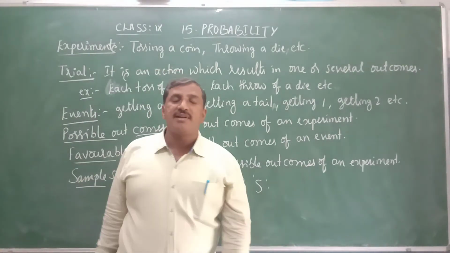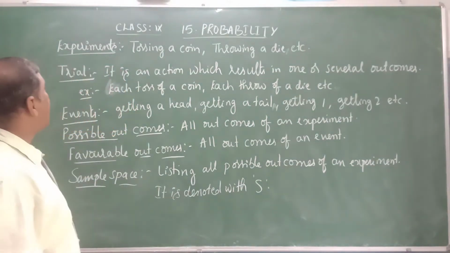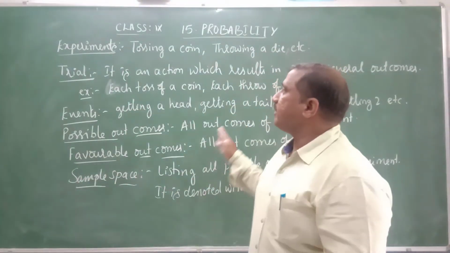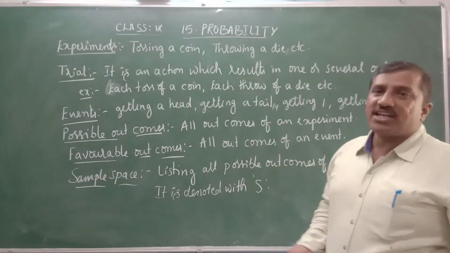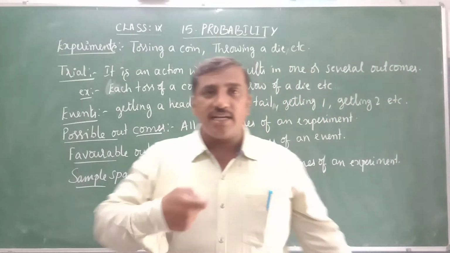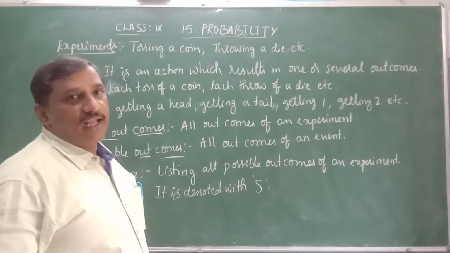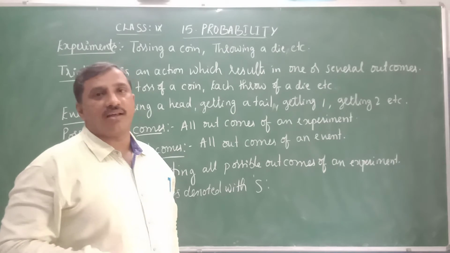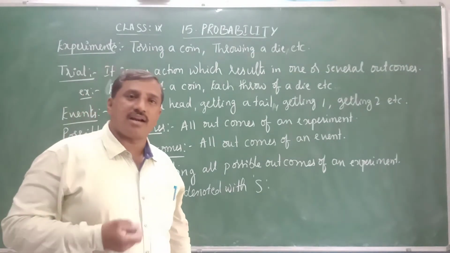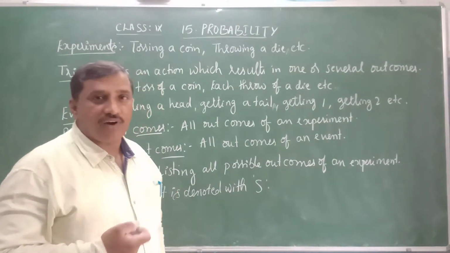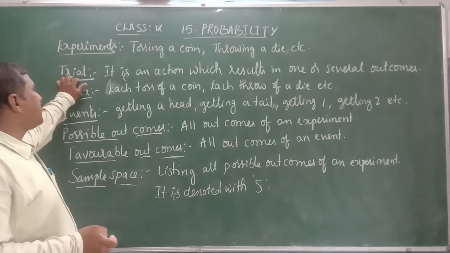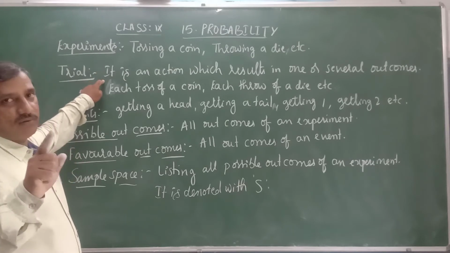Yes, here is some terminology related to probability. That is experiments. Already we have come across tossing a coin, throwing a die, as some examples of experiments. Trial. It is an action which results in one or several outcomes. Tossing a coin is a trial, but each toss of a coin is one trial. Each throw of a die is one trial, or taking out one card from a deck of 52 playing cards is also a trial.